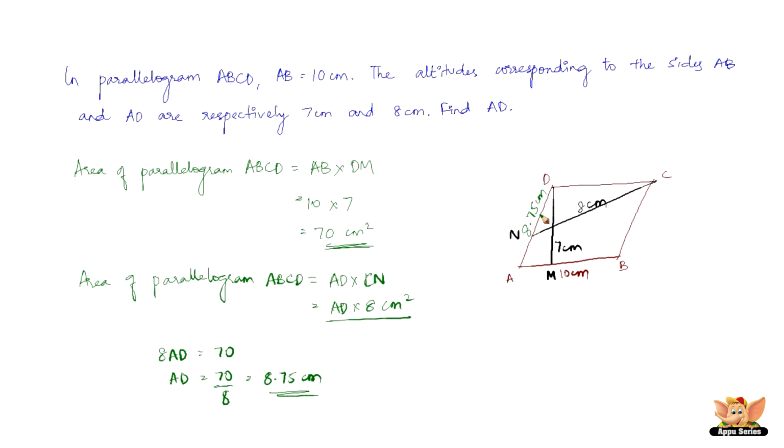So therefore we found the length of AD, which is 8.75 centimeters. The concept here is we can find the area of a parallelogram in two ways, using any side as the base. So when the length of one base is given, we can find the length of the other base by equating the areas found using these two bases. So that is the concept here.